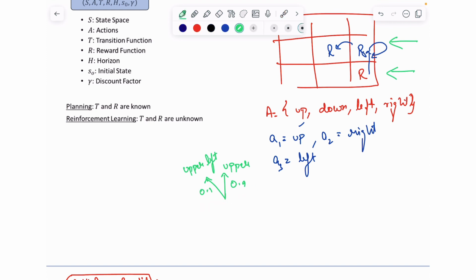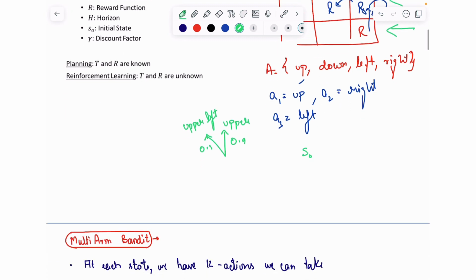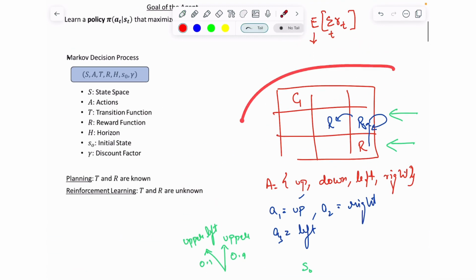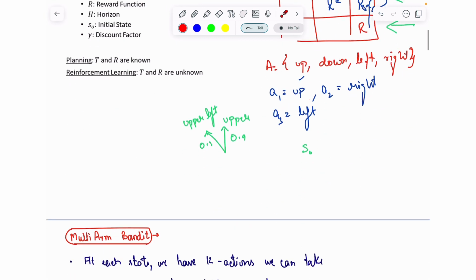So in the initial state S0, which was given by this particular grid, there are two ways the robot can land after taking A1. That means it can be here or it can be here. That means there are two possible states, with probability 0.9 and probability 0.1. Okay, so now you have to maximize the long-term reward.